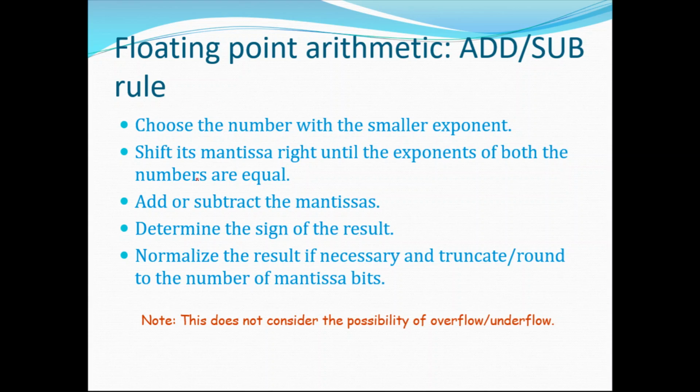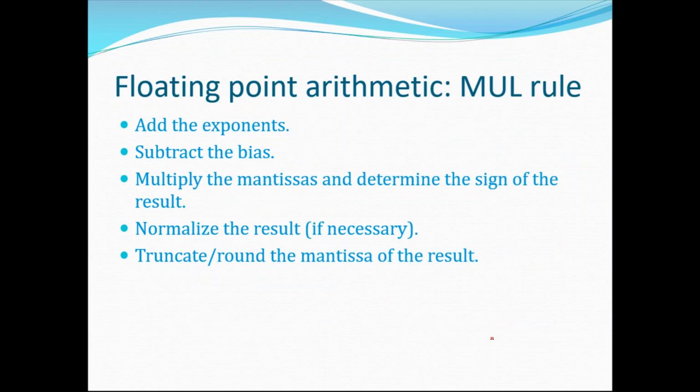So whatever we have discussed, that rule is listed here. This is for addition and subtraction. Choose the number with the smaller exponent, shift its mantissa to the right until the exponents become equal, add or subtract the mantissa, determine the sign of the result, and normalize the result if necessary. Normalizing means adjusting the exponent by shifting left or shifting right. Here we are not covering overflow or underflow. Sometimes if the number is bigger, it may create overflow. If it becomes very small, it may create underflow.